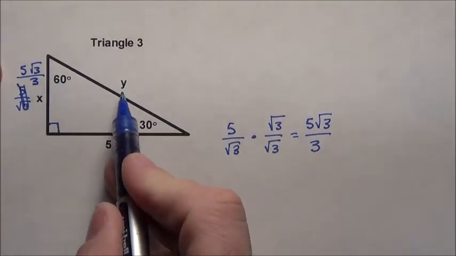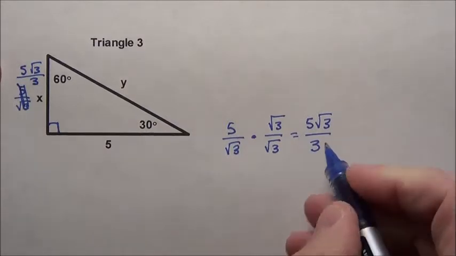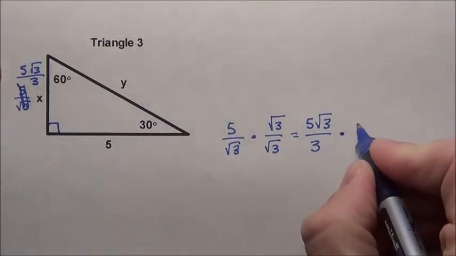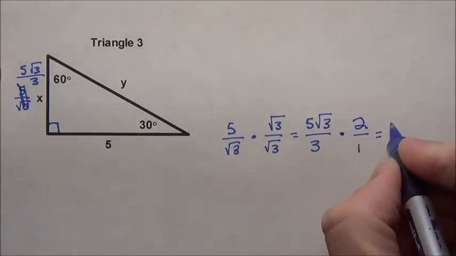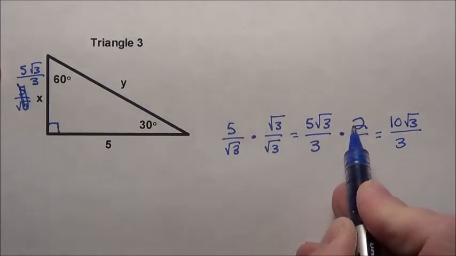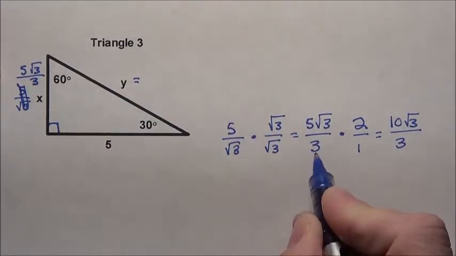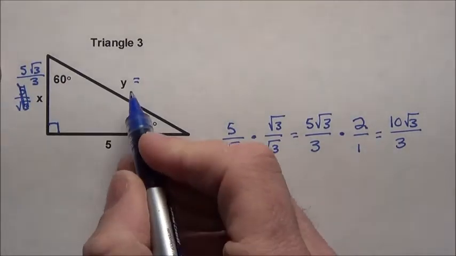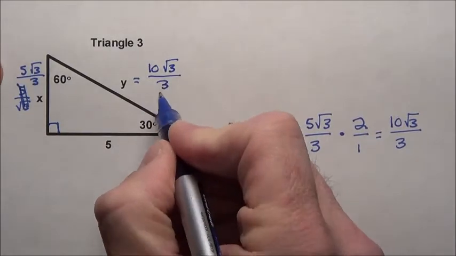Now, remember the hypotenuse is twice as big as this. So if I take this answer, 5 root 3 divided by 3, and I multiply it by 2, which is 2 over 1, that's simply going to give you 10 root 3 over 3, because the 5 and the 2 multiply to give you the 10, and then root 3 just stays. And the bottom is just a 3 still. So this y is 10 root 3 over 3.